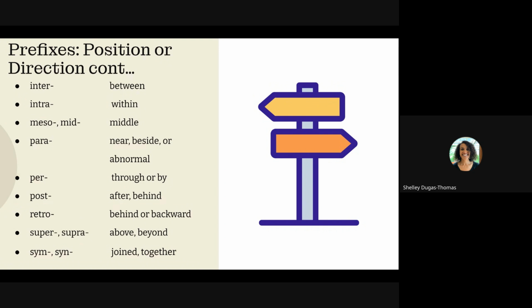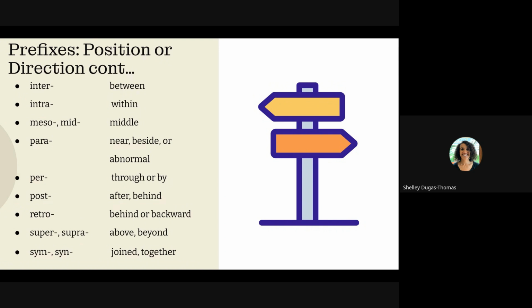Para, meaning near, beside, or abnormal. The parathyroid glands are four tiny glands located right beside or near the thyroid gland. Paresthesia is an abnormal sensation like pins and needles. A memory trick, maybe think of paramedic. They work beside the doctor to help the patient. Or paranormal event, which is abnormal and outside of the norm.